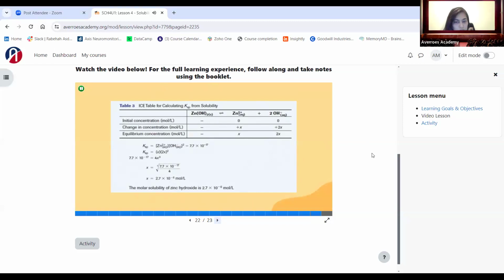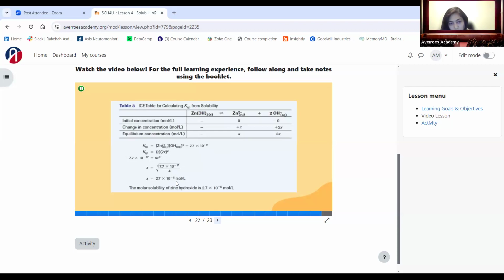Those are all unknowns. But our starting concentrations of our zinc and our hydroxide ions are 0 and 0. Our change is going to be based on our mole ratios. In this case, for zinc plus x, for hydroxide plus 2x. So our equilibrium concentration will be 0 plus x, or just x, for zinc. And for hydroxide, it will be 0 plus 2x, or just 2x again.